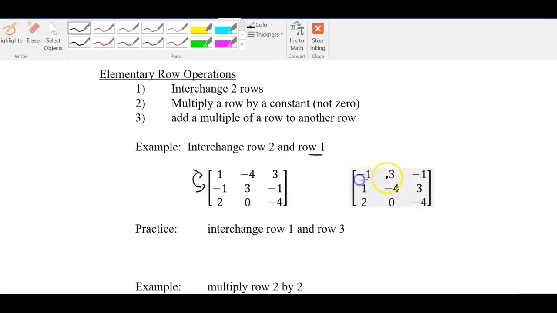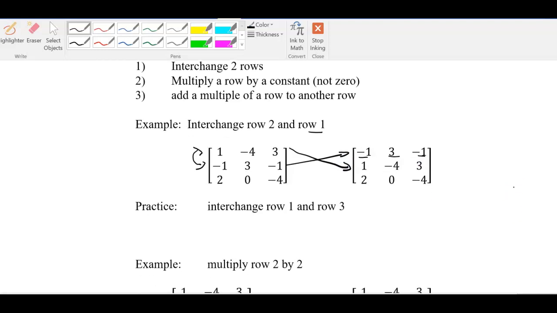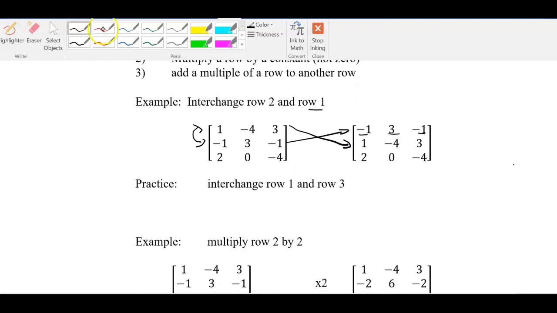So -1, 3, -1. I just moved this row up here. 1, -4, 3 became my second row. 2, 0, -4. Seems pretty elementary, right? Very helpful in some places. Okay, I would like you to take this exact matrix right here and interchange row 1 and 3. Pause and do this.